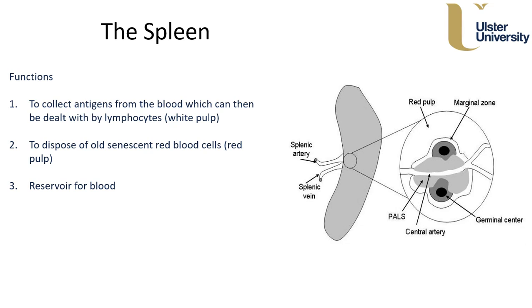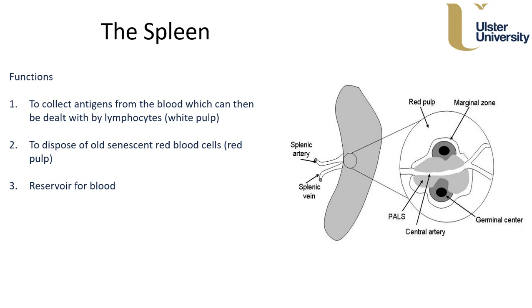And surrounding the pals is the marginal zone. And this is an area rich in macrophages as well. So the marginal zone and the pals contain macrophages. So the germinal centre, also referred to as the follicles, contains B cells. Together, the pals, the marginal zone, and the germinal centre is known as the white pulp because it's so rich in white blood cells or immune cells.